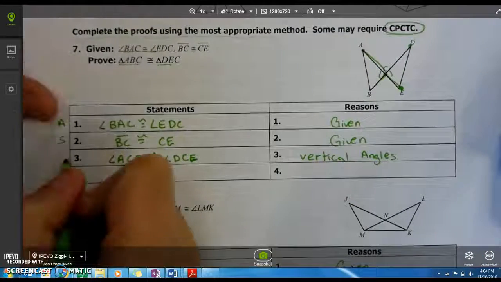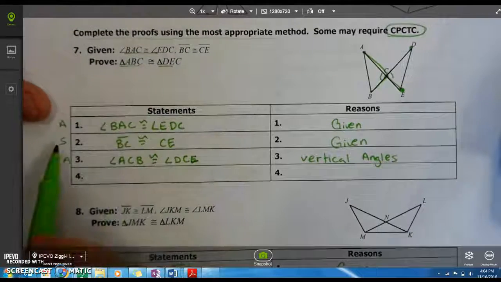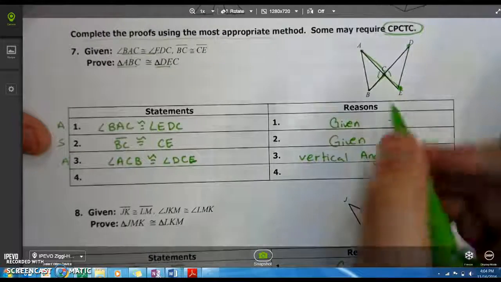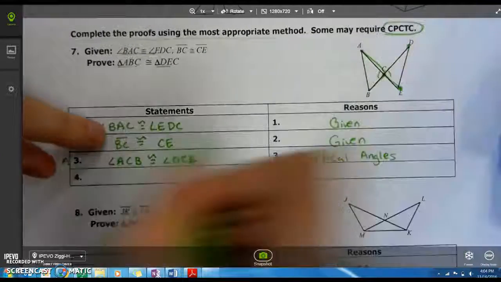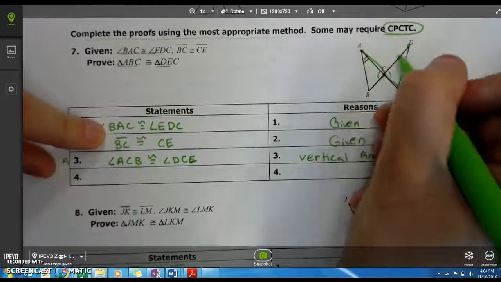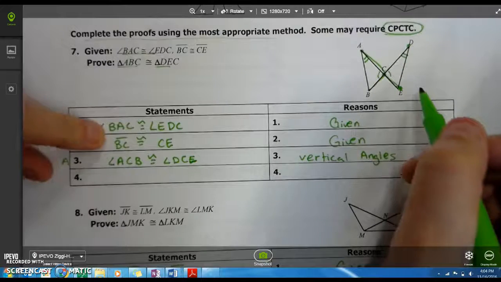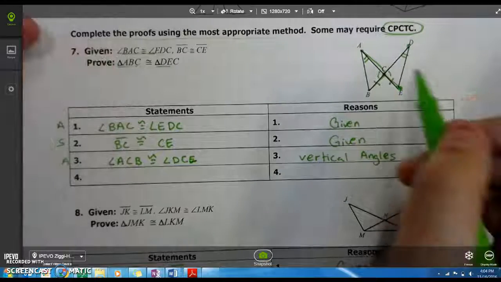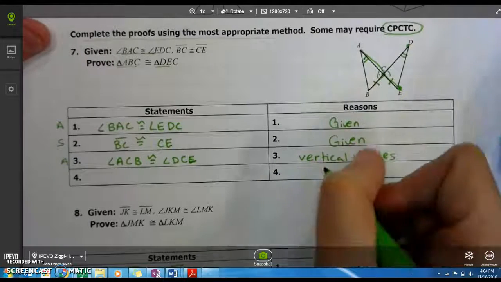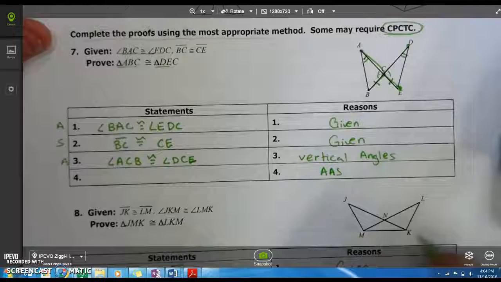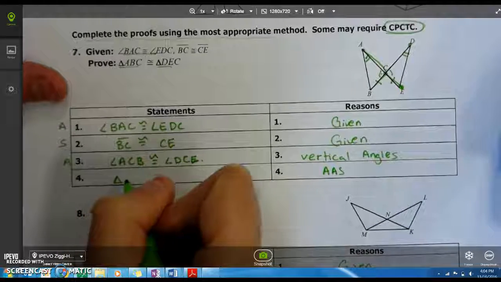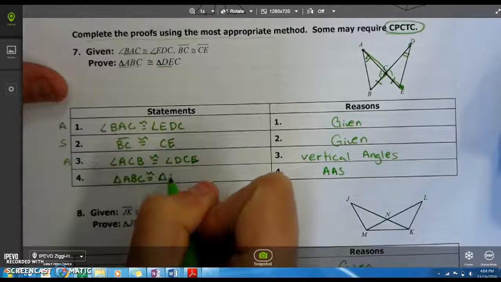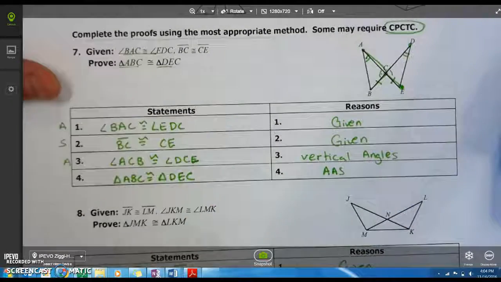Then I've got 2 angles, one side, so I can either use angle, side, angle, or angle, angle, side. Let's look and see. Angle A and D. And the side I have is BC and CE. So that's going to be angle, angle, side. And I'm done. I can write what I wanted to prove. Alright.